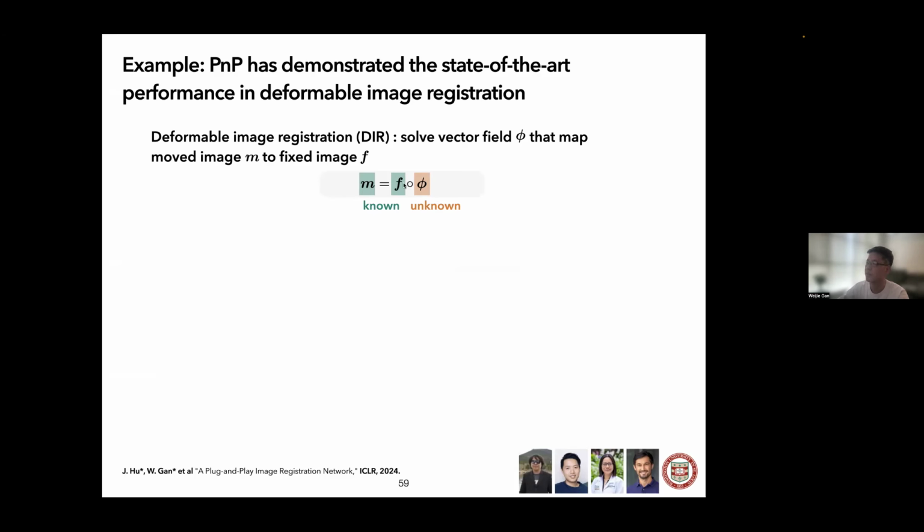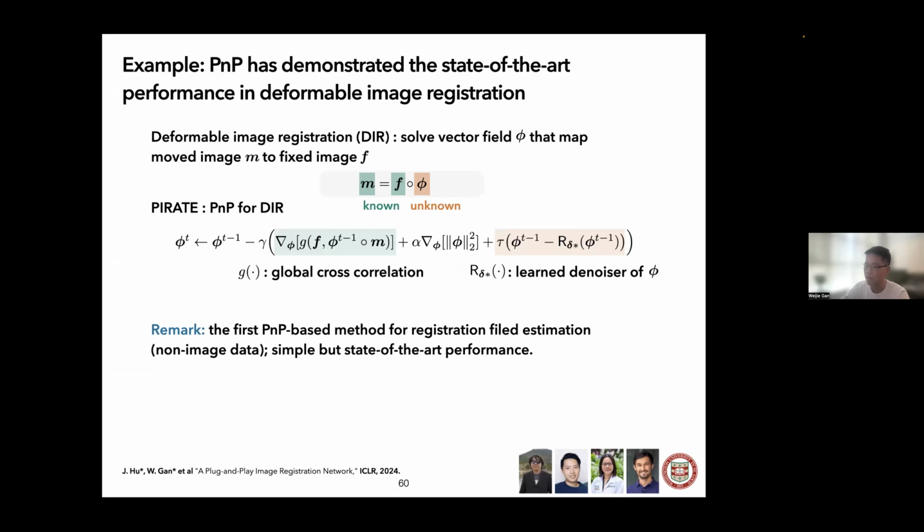Actually, the equation may be a little bit wrong here, but you have two images, F and M, and you are going to solve a vector field that can help you map one image to another. I wouldn't go too detailed about how this algorithm works, but I just want to introduce you to the iteration of our algorithm. This iteration consists of a learned denoiser of the registration field, and you also have a green box representing data consistency.